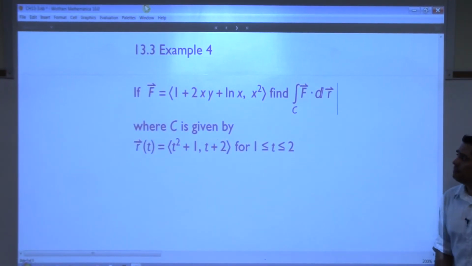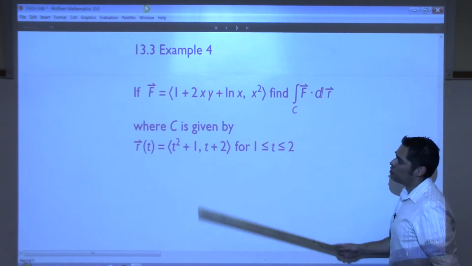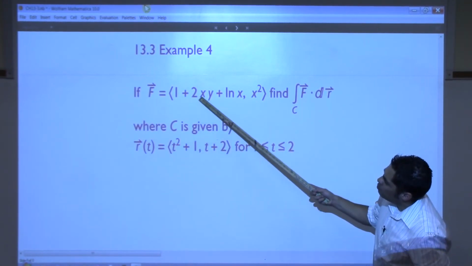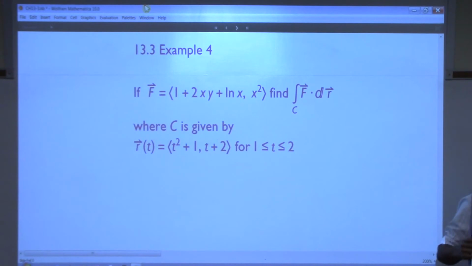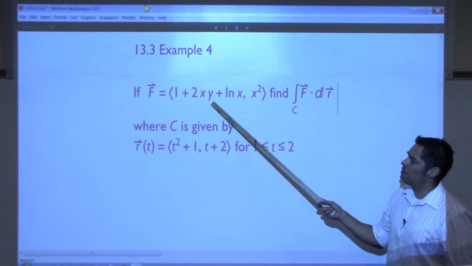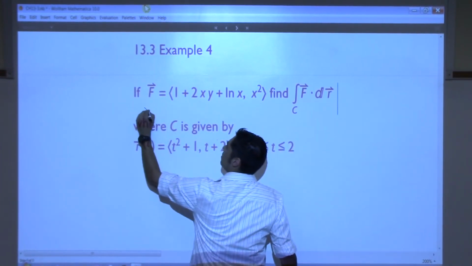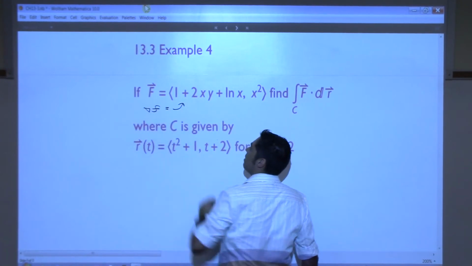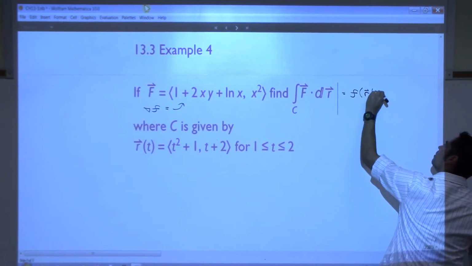Your two choices are to go ahead and find the derivative of this, which would be your dr. And then you could plug in for x, t squared plus 1, and for y, you could plug in t plus 2, right? And then you could dot it, and then you could integrate. Do you all understand what I'm saying you could do? But that's way too much work. If I can somehow determine that it's conservative, if this is the gradient of little f, then I know the answer to this is just little f evaluated at the two endpoints of the curve.